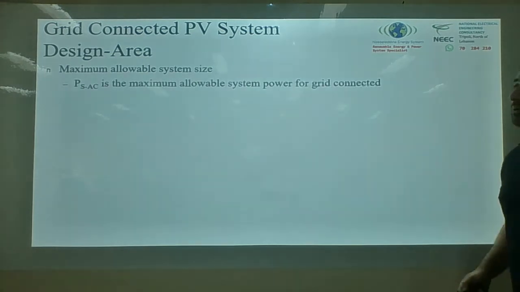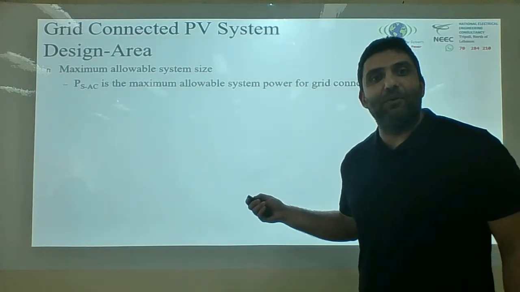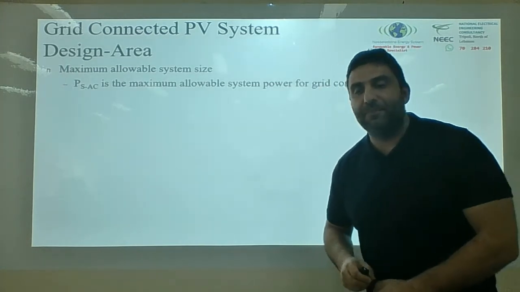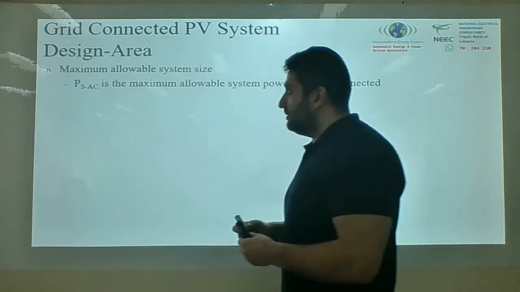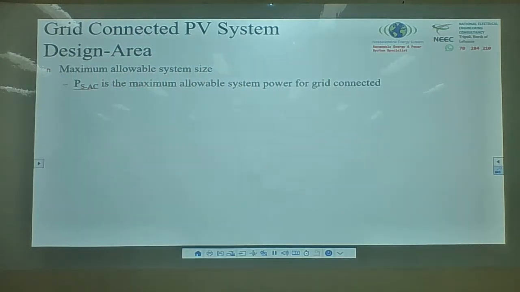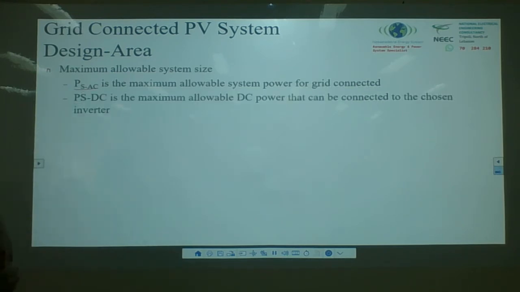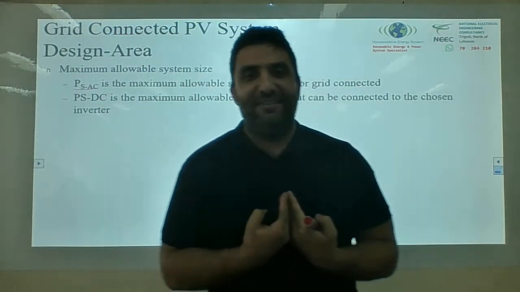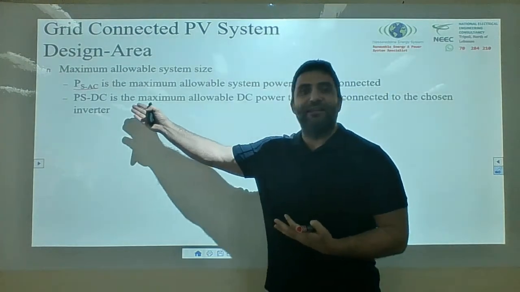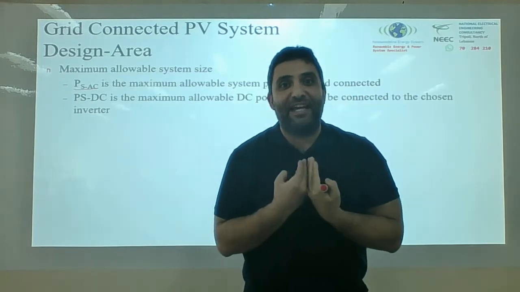First of all, I need to determine the maximum allowable AC power that the utility allows me. For example, in this case, the utility allows you to install this. I need to go back to my inverter. I choose an inverter that has that much power. I need to check my inverter: what's the maximum DC power at the inverter allowed? Because the panels generate direct current, DC.